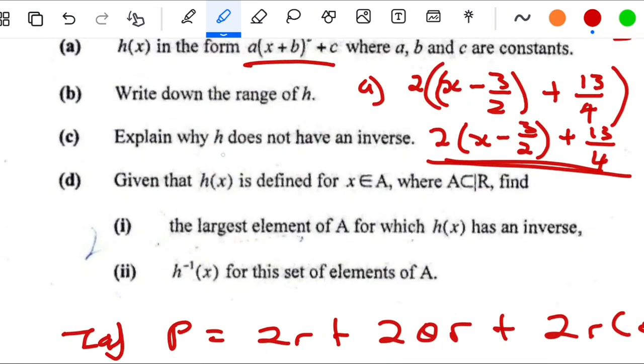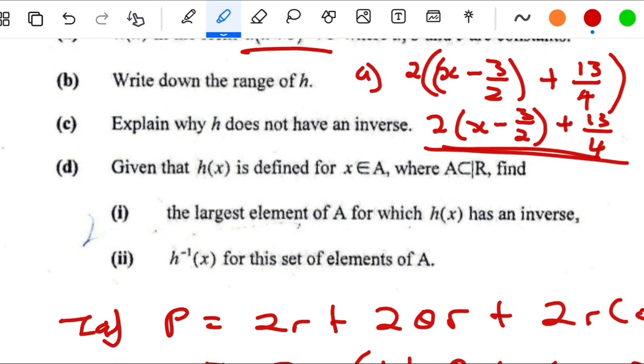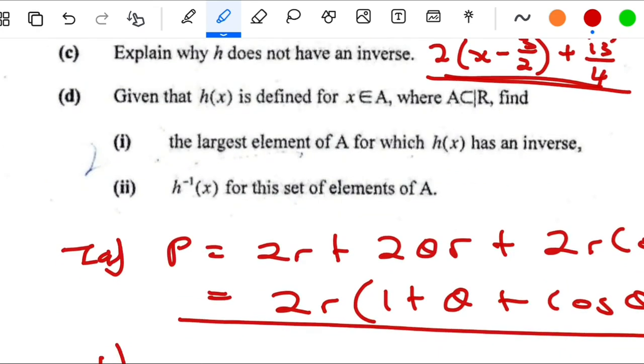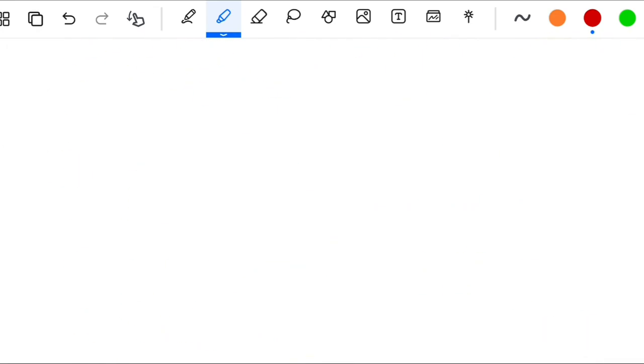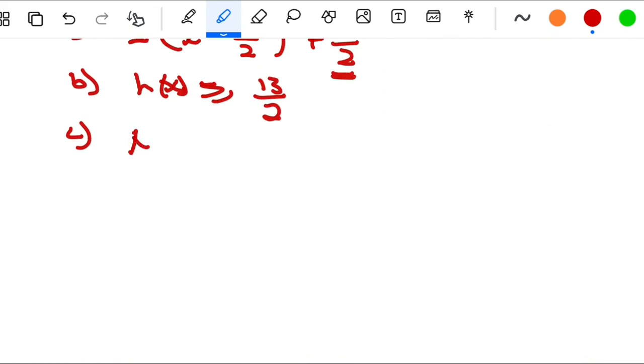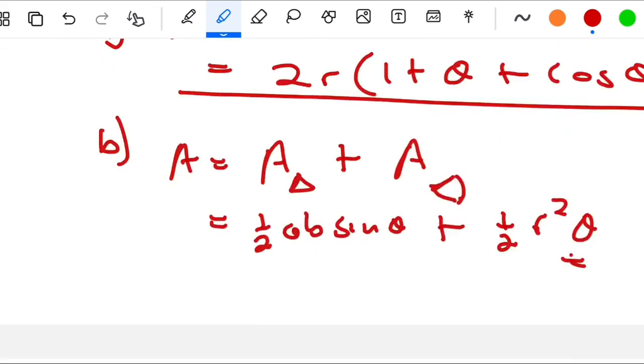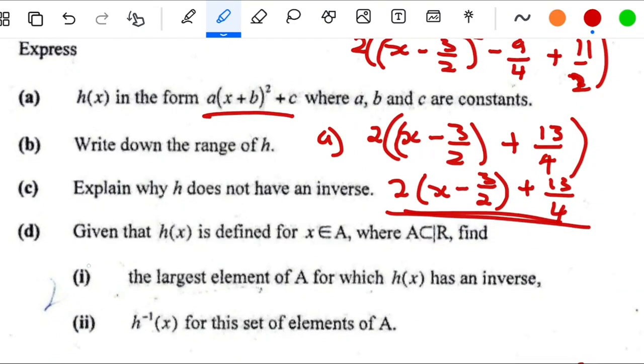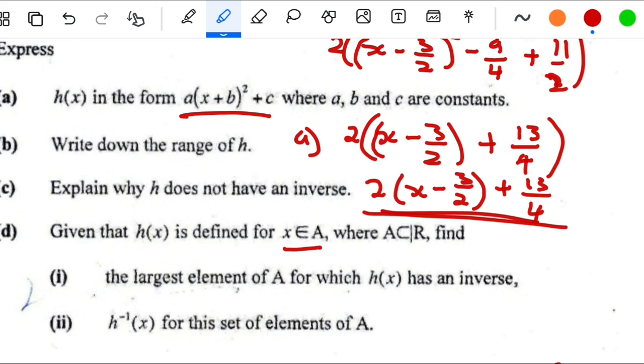Then on c, what does the question say for c? C says explain why h does not have an inverse, because it's not a one-to-one mapping. So here, not 1-to-1. Okay, then checking d, we have item 1 and 2. Given that h of x is defined for x is an element of a, where a is a subset of real numbers, find the largest element of a for which h has an inverse.